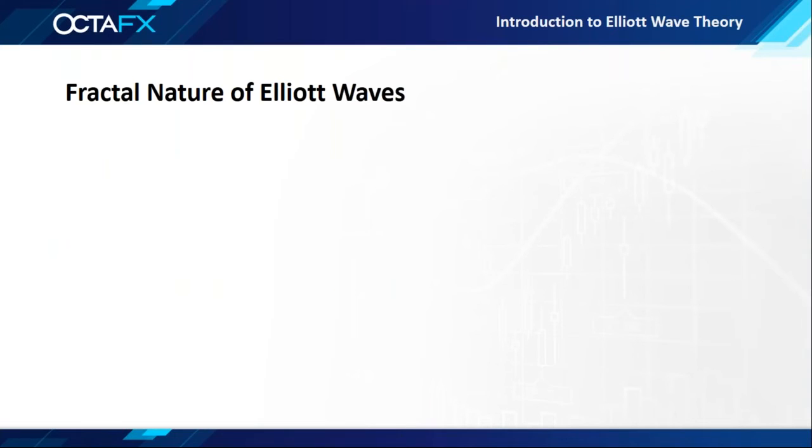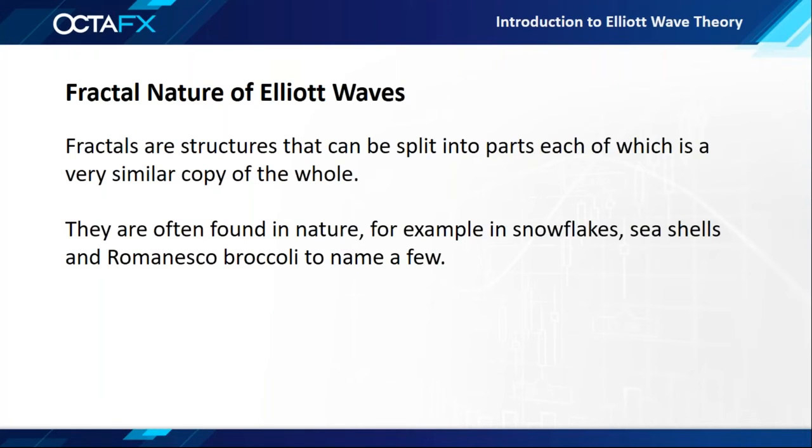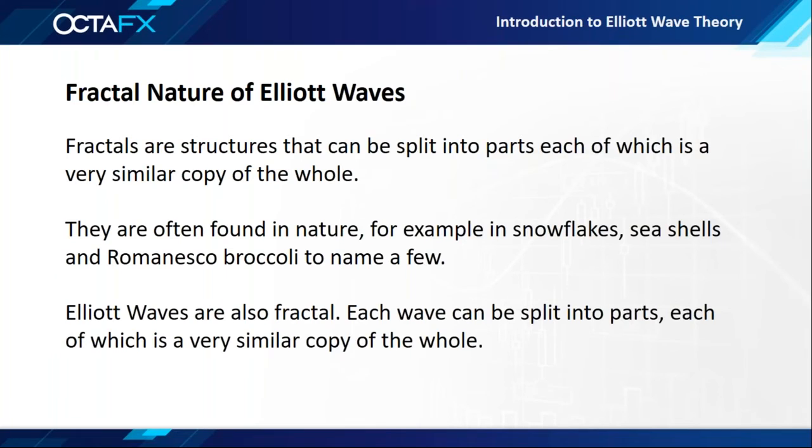So Elliott waves are fractal, and let's talk about the fractal nature of Elliott waves. First of all, fractals are structures that can be split into parts, each of which is a very similar copy of the whole. This is something that we see a lot in nature, for example, in snowflakes, seashells, broccoli, Romanesco broccoli is another example. So Elliott waves are also fractal. Each wave can be split into parts, each of which is a very similar copy of the whole. So we're going to see this illustrated in the next slide.